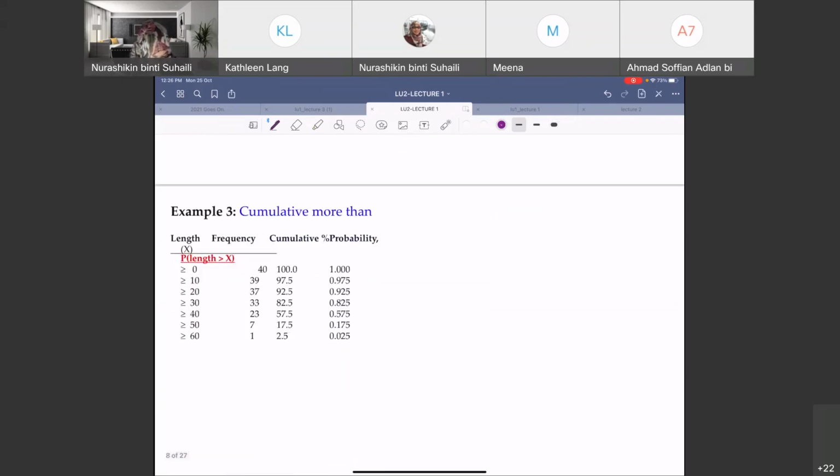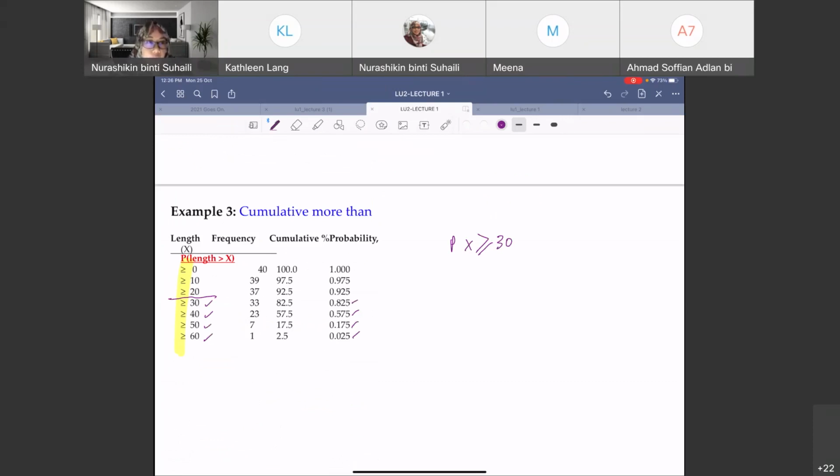This one is more than, yeah, the pattern is more than. So when you say the probability of X more than or equal to 30, it means you have to cover this, and this.